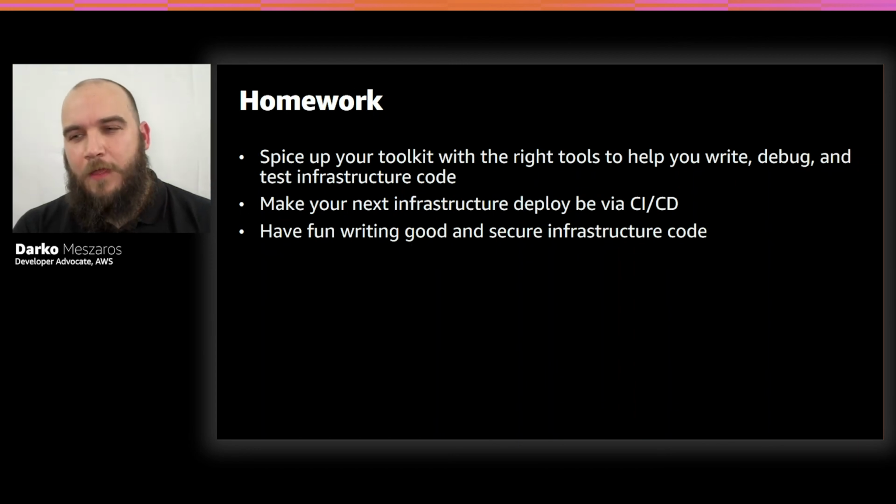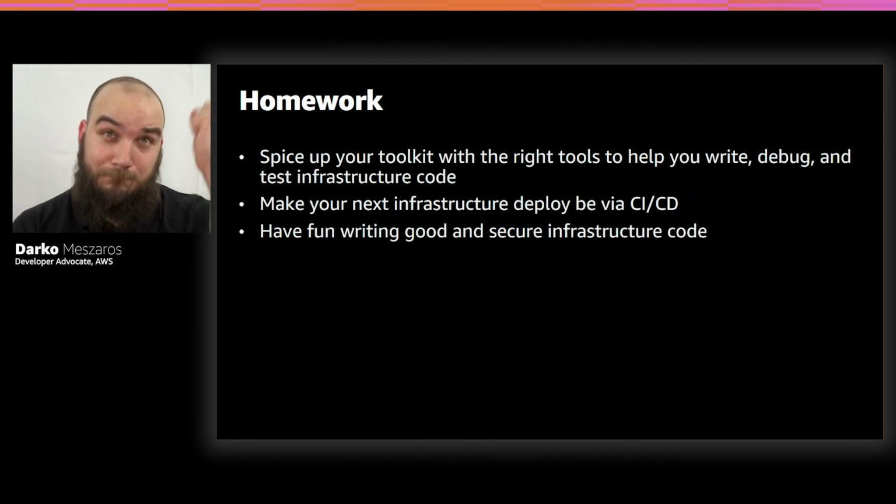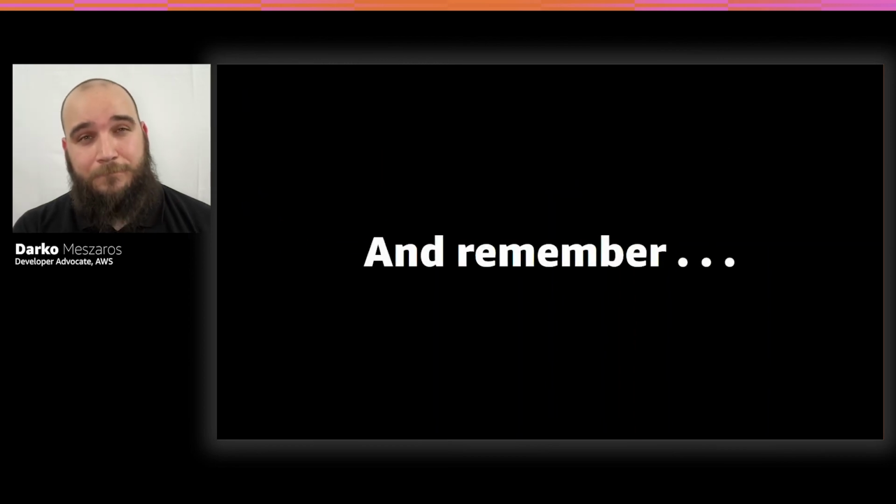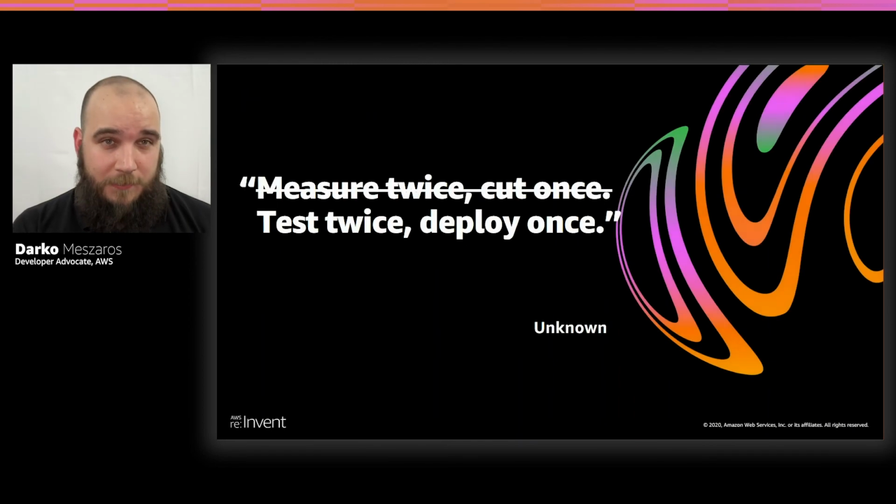And finally, have fun writing good and secure infrastructure code, because you don't want to have this situation where you deploy a code and then it fails in production, and then you start yelling at the cloud, old man yelling at the cloud, oh, this doesn't work, I lost just an hour on waiting. Make sure to fail fast. And remember, very important thing, test twice, deploy once. You don't want broken code in production.